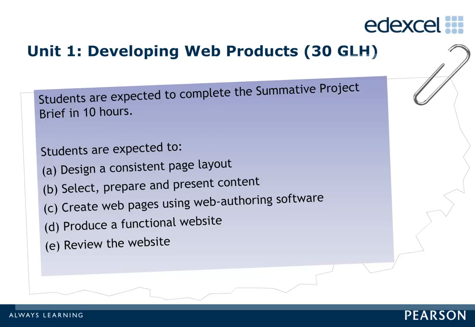Strand C. Create web pages using web authoring software. Students need to develop the ability to use web authoring software in order to control the alignment of text and images, to resize images in proportion, to enhance text through appropriate presentation features, and to design a page layout that helps to communicate the purpose of the site.